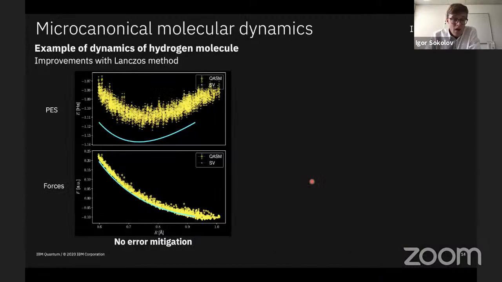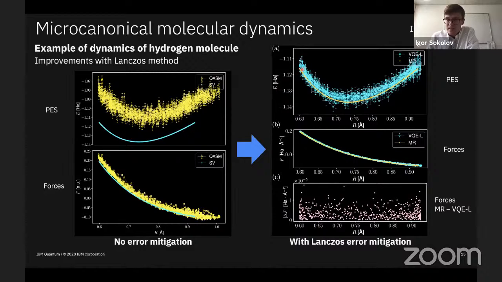Now we have to show how we can improve it. We can improve it using Langevin's methods. You can see that doing the same dynamics, employing the Langevin mitigation scheme, we have suppressed the gap in the potential energy surface. We are very close to the exact result. In terms of forces, you can see the forces are now very accurate. This is shown in subplot C, where the difference between the exact forces and the forces computed with the Langevin scheme has very low errors, on the order of 10 to the power minus 5.